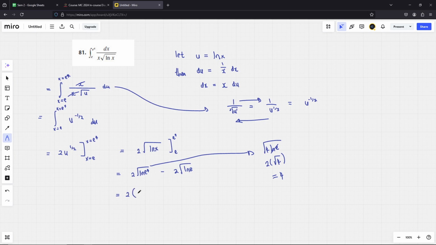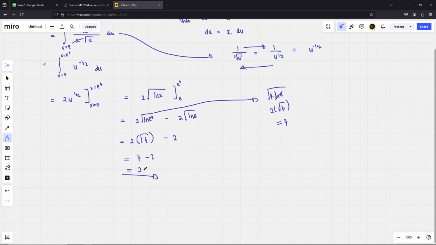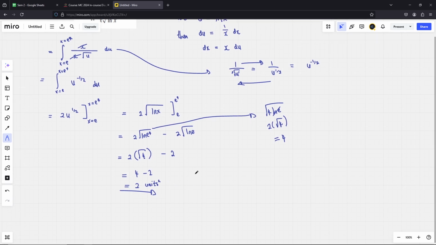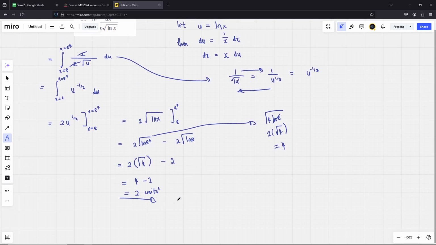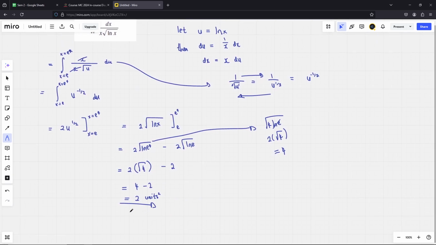Well, here we could just show all the steps. Now 2 times the square root of ln e. What is ln e? We said that's just 1. Square root of 1 is just 1. So we know that this whole result is 2. There's going to be 4 minus 2, and then our final answer is 2. And of course this is an area, so we can't forget units squared. Well, you could leave that out, but it's nice to be technical. But in any case, 2 is our final answer.